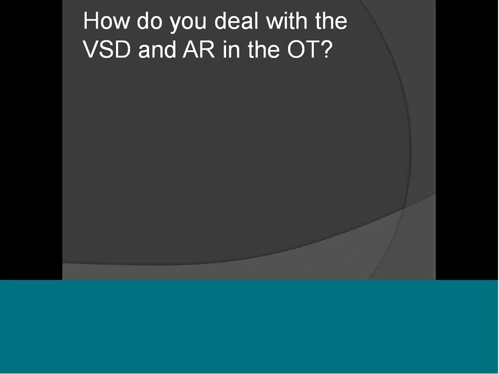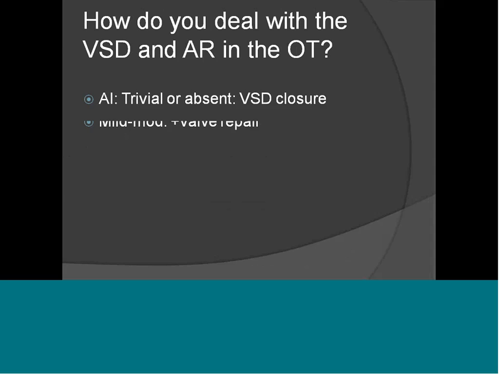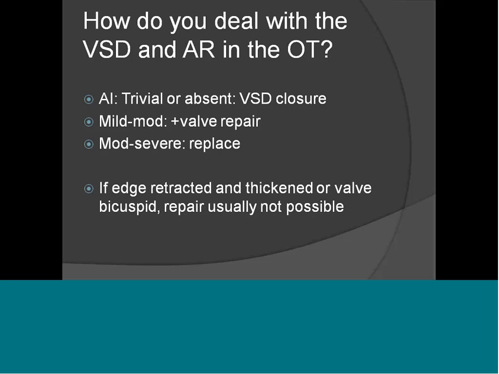If it is severe AR, what do you do? Or moderate AR? So if it is small AR, you only close the VSD. Moderate AR, you can repair it. Severe AR, you may have to replace it, right? So if it's trivial AR, just VSD closure, mild, VSD closure, moderate, plus minus valve repair, moderate to severe, you have to replace if you can't repair.